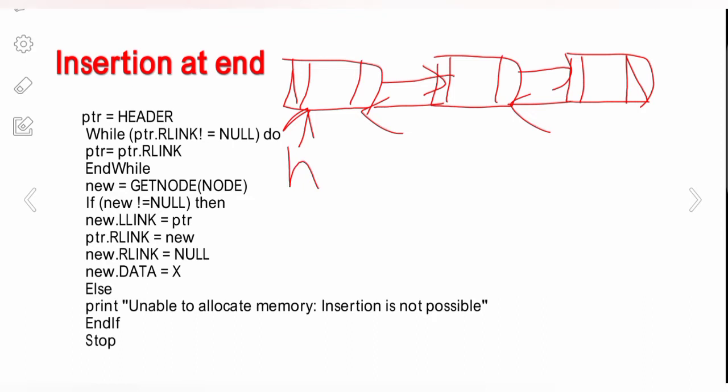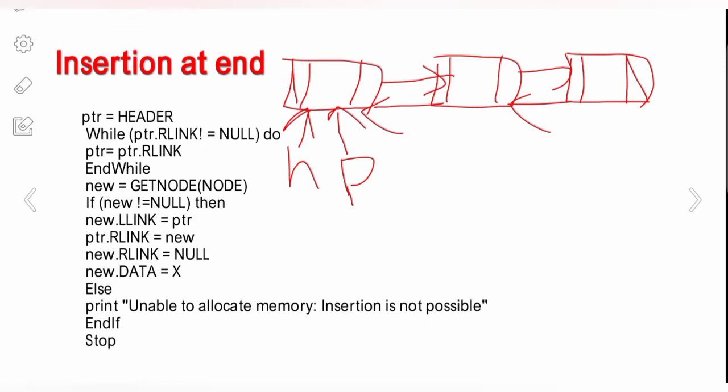Okay, so here the first one is pointer equals to header. That means we are going to assign a new pointer to the header node. Then while pointer dot right link is not equal to null; if there are no nodes in the given linked list, then we are going to skip this while loop. But here the given node is connected to the remaining nodes. That's why we are going to enter the while loop. Pointer equals to pointer dot right link.